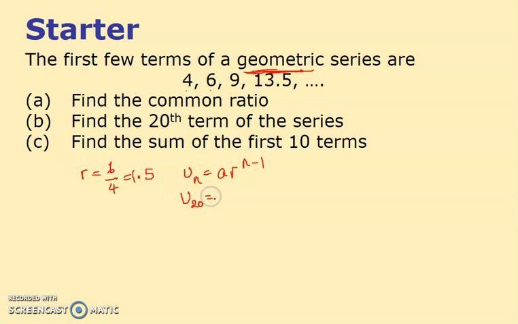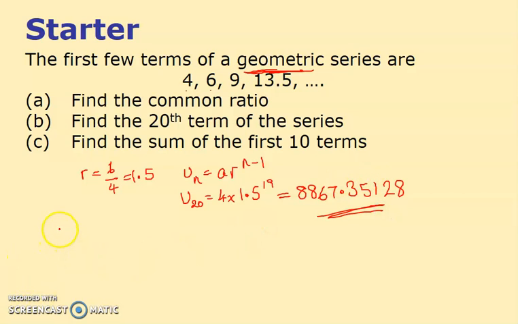u_20 equals a. What was a? a was 4, times by r, which is 1.5 to the power of 19, because I want to the power of n minus 1. Now it's going to be lots of decimals, I'd guess. You don't do 1.5 to the power of 19 without getting a horrible answer, and sure enough it is a horrible answer. 8867.35128, and presumably you'd round that if they asked you to.